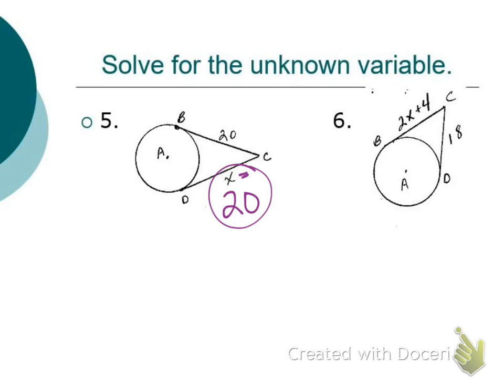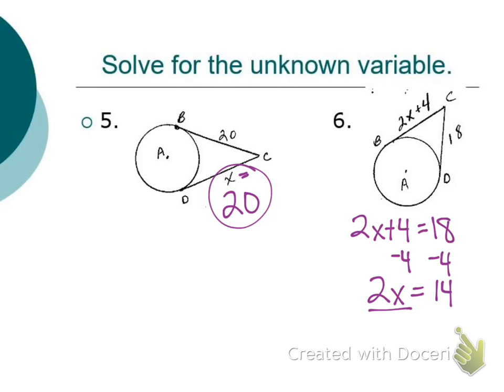On number 6, what are we going to have to do? Set them equal to each other. X equals 7. We haven't solved it yet. What do I have to do to solve it? We have to subtract 4 from both sides and then divide by 2. We end up with x equals 7.